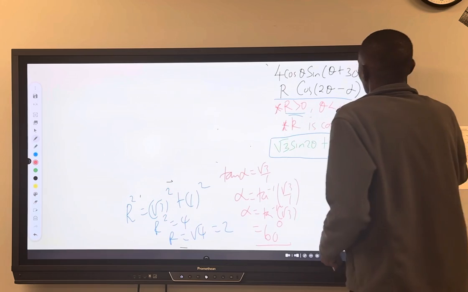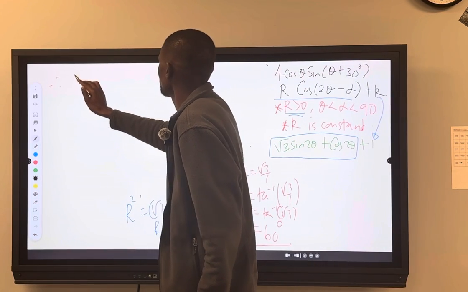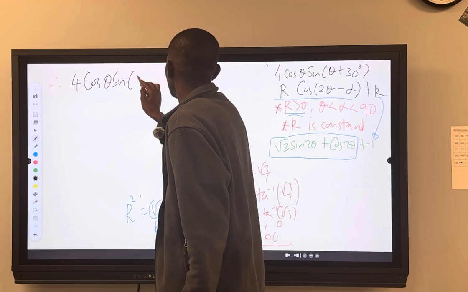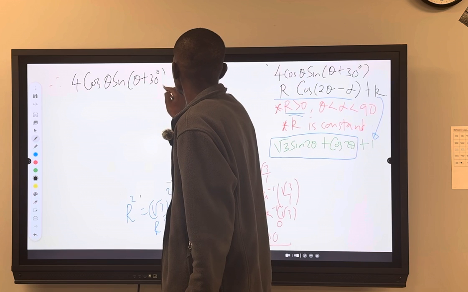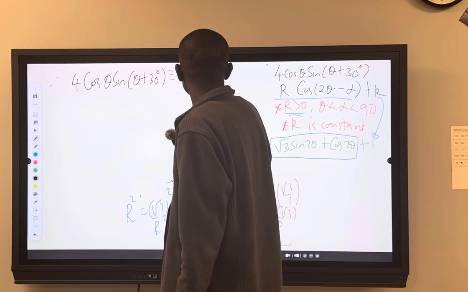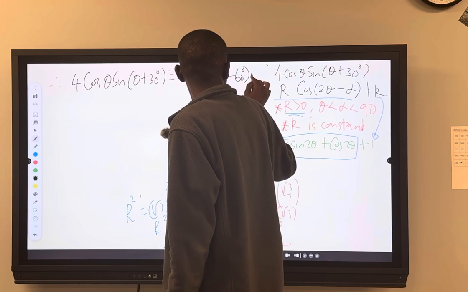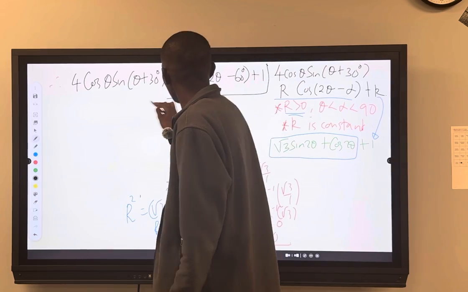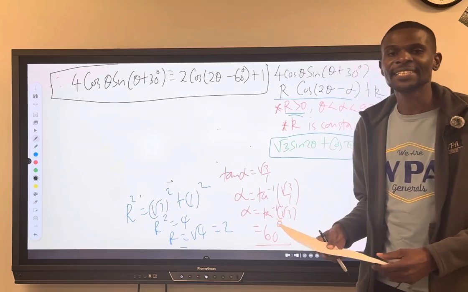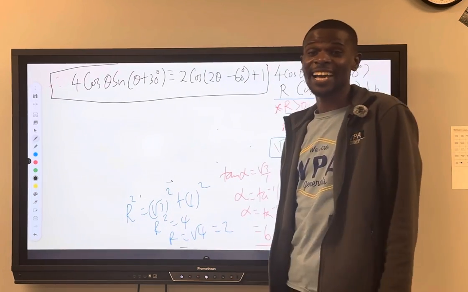Therefore, 4 cos theta sin(theta + 30 degrees) is identical to 2 cos(2 theta minus 60 degrees) plus 1. Then we are done. This is the first part, and it is allocated 6 points. Oh my God, 6 points. This can change our life.